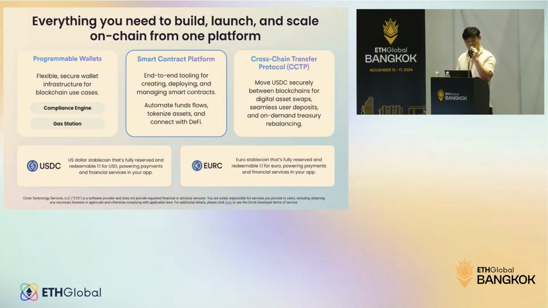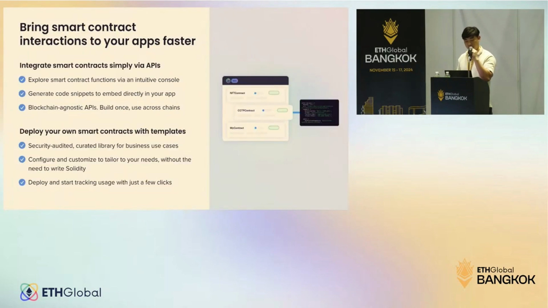The second component of the Circle platform I really want to talk about is the smart contract platform, especially good for people who want to quickly deploy smart contracts. That's also part of our bounties. It allows you to create, deploy, and manage smart contracts on the UI console itself, and also with the API. It's all very intuitive and blockchain agnostic as well. You can use it to interact with the smart contracts, build once and ship on many chains. We also have smart contract templates that are pre-audited, so you can make use of them without writing any Solidity.